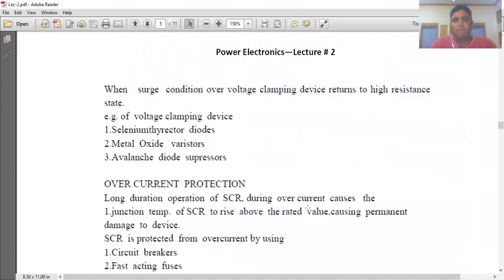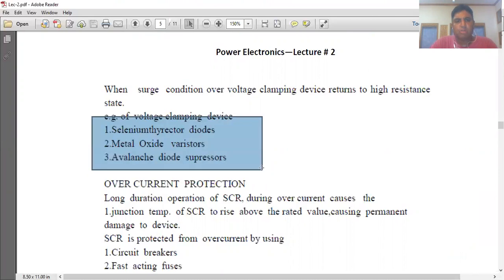There are three types of voltage clamping devices: selenium diodes, metal oxide varistors, or avalanche diode suppressors. These are the three types of voltage clamping devices.